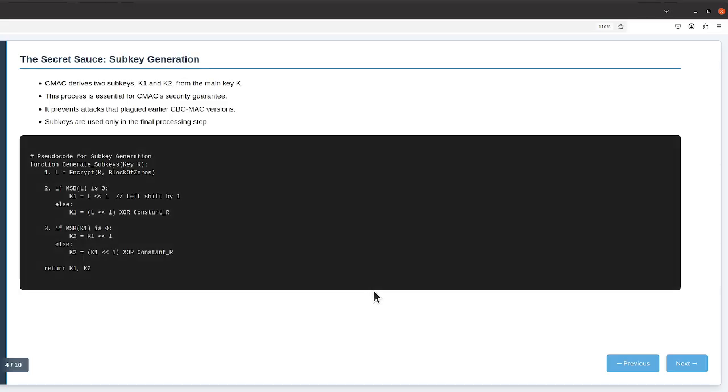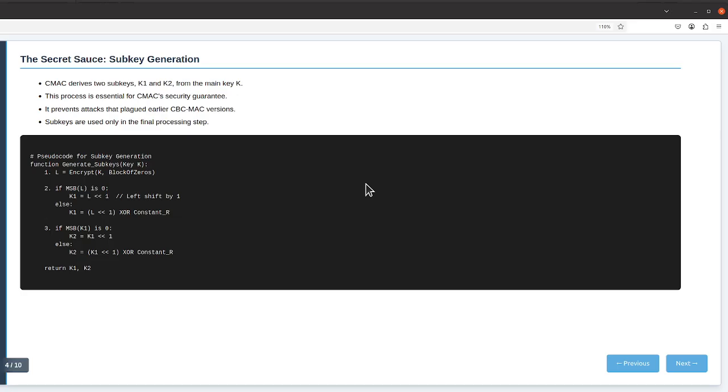The secret sauce: subkey generation. A crucial and unique part of the CMAC algorithm is the generation of two special subkeys, known as K1 and K2. These subkeys are not provided by the user. Instead, they are derived directly from the main secret key, K, at the beginning of the process. This subkey generation is what sets CMAC apart and fixes security flaws found in earlier CBC-MAC algorithms.